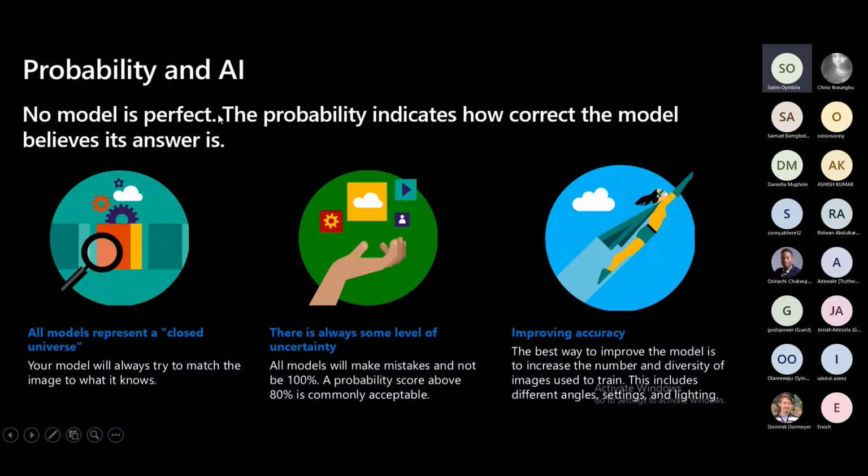Just to buttress the points Chino has raised earlier on, no model is perfect, like you said, and we're going to see that in the model we built today. Do not expect our model today, as with any other model, to have 100% accuracy. That's impossible. You can't have a model that's 100% accurate. The probability indicates how correct the model believes the answer is.